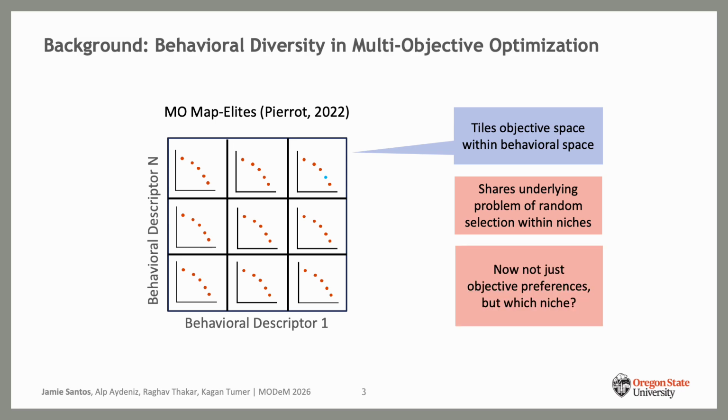Furthermore, this method now introduces another layer of complexity. When selecting a solution, the user must not only determine how they value different objectives, but also the utility of one behavioral niche over another.